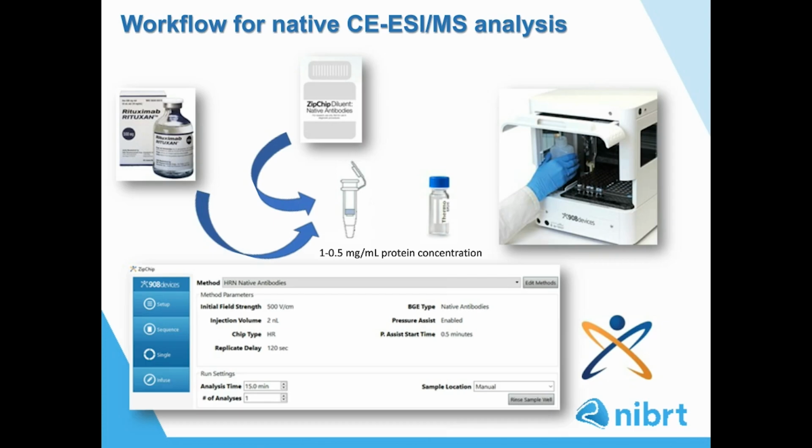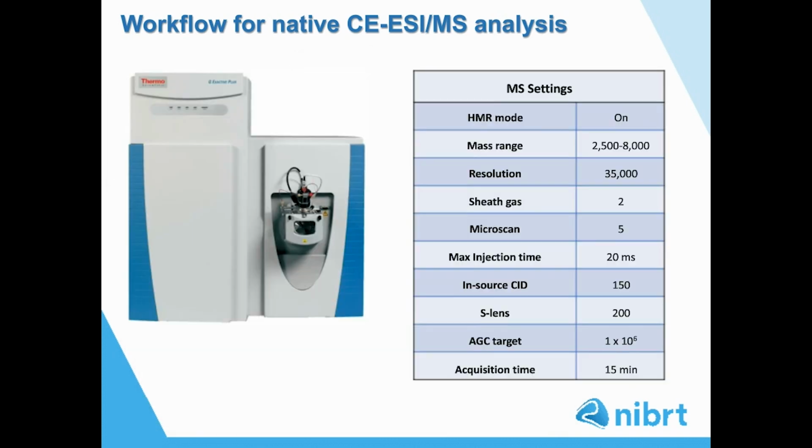For native analysis, the following settings were used on the Exactive Plus, and as you can see, the HMR mode is now on, and this extended the mass range to 8,000 m/z. And for a good compromise between the mass resolution and sensitivity, we used 35K as resolution settings, and these parameters, again, were used for several monoclonal antibodies without any further optimization.